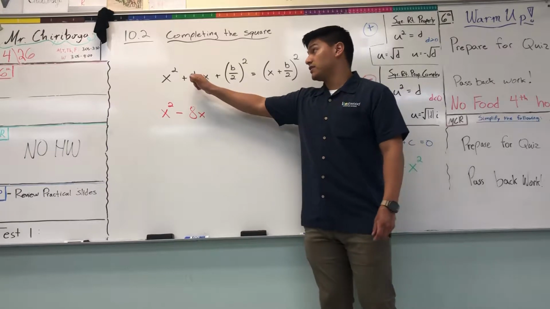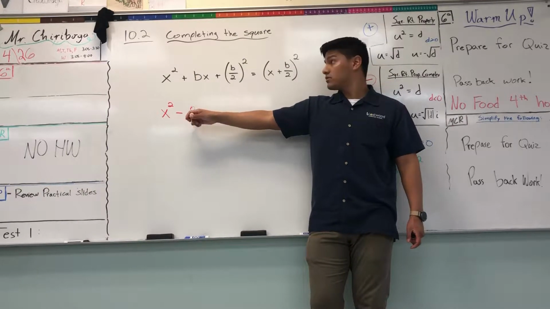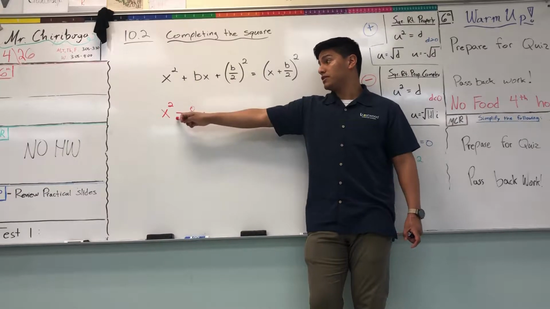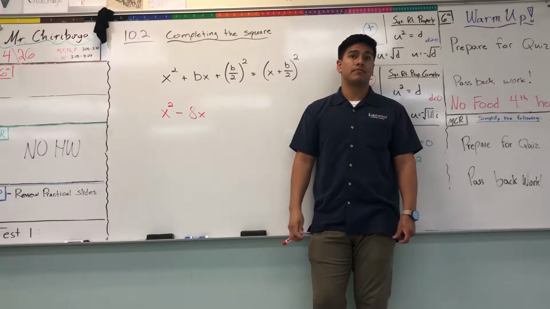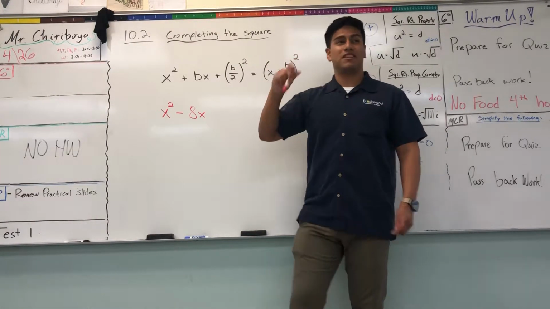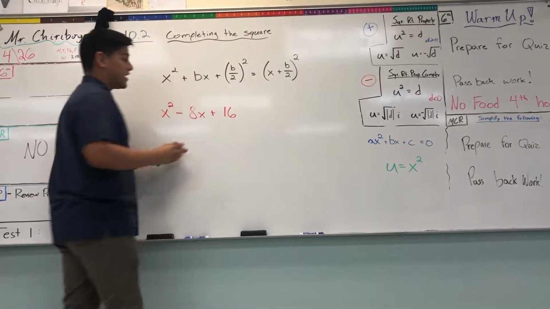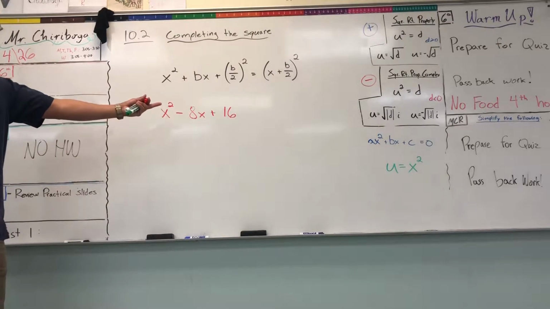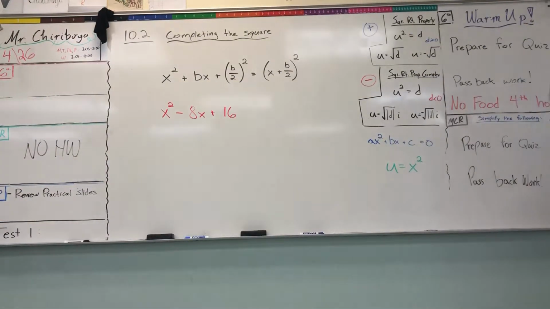But all this is saying, take that b value, which is negative 8. Because it's x squared minus 8x, this would be negative 8. So negative 8 divided by 2 gives you negative 4. And then negative 4 squared would give you 16. So we have just completed the square, and made a quadratic expression that can then be used.